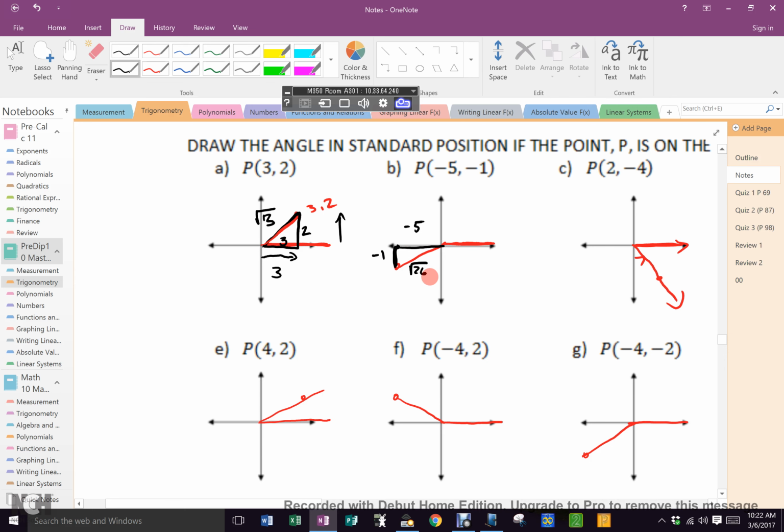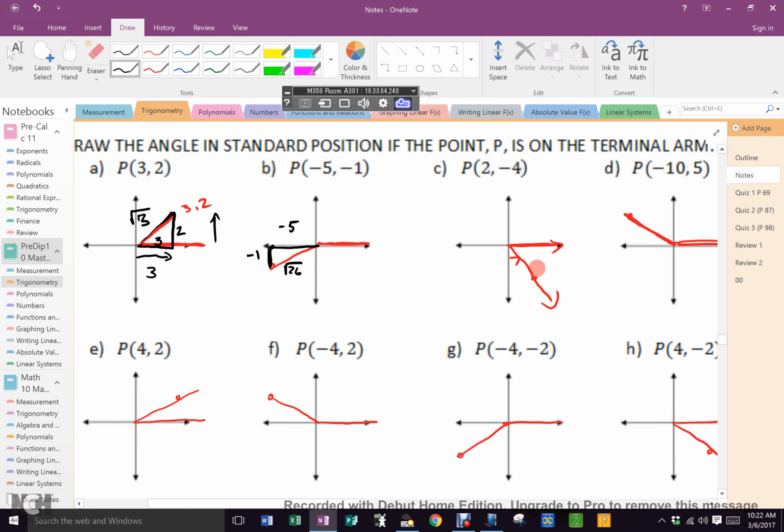Everybody with me? Okay. What's this one? How far did I go this way? 2. How far did I go this way? -4. What's the hypotenuse? Is the square root of 20. What?